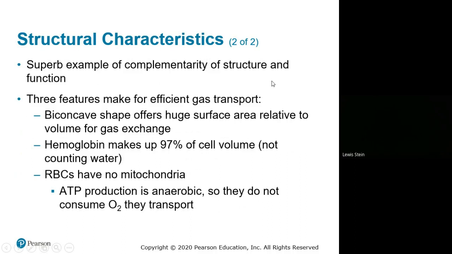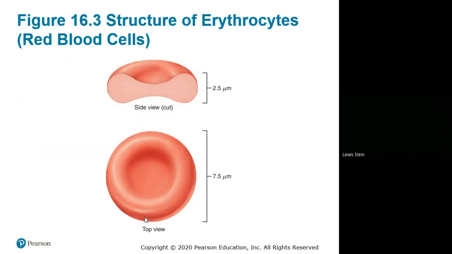So structure and function: biconcave shape, surface area relative to volume. It's nearly all hemoglobin. No mitochondria, it loses those. ATP production, if it's needed, is anaerobic, so they do not consume the oxygen they transport. Who knew? A red cell. There it is. See, it's got a hole. The hole's filled in.